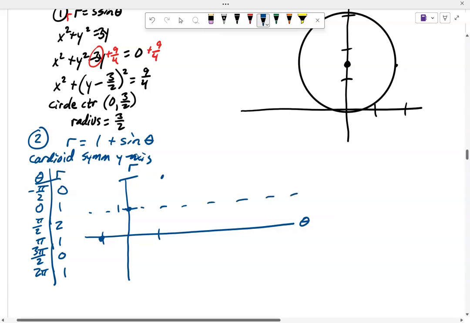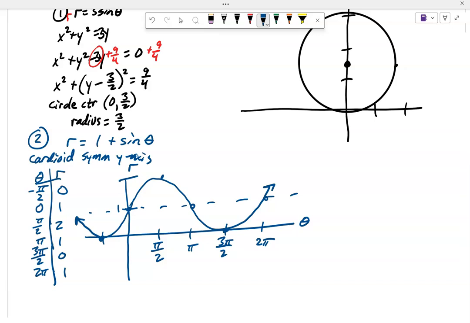So this is the sine of theta bumped up one. That's just showing me the midline there. Okay, come down to there. Anyways, all right.